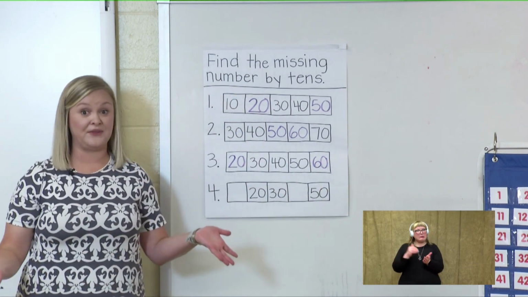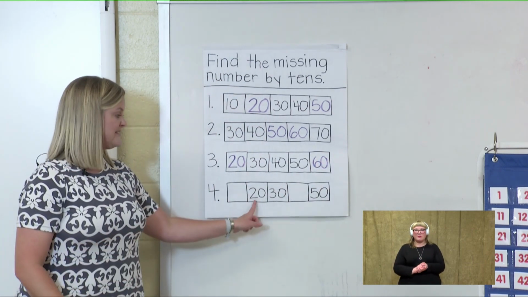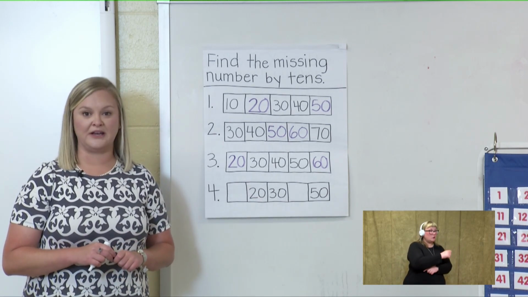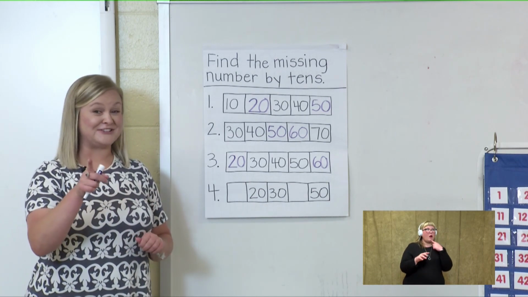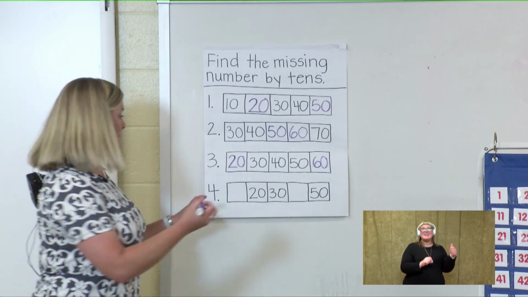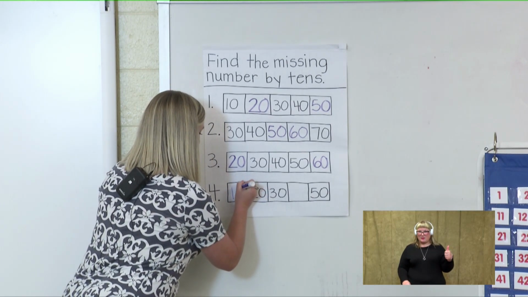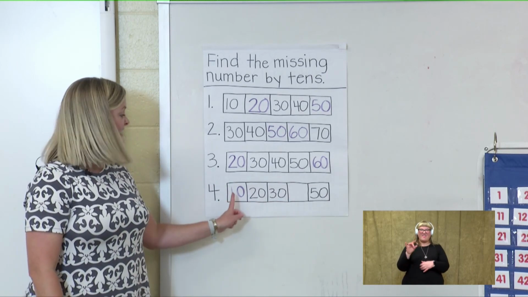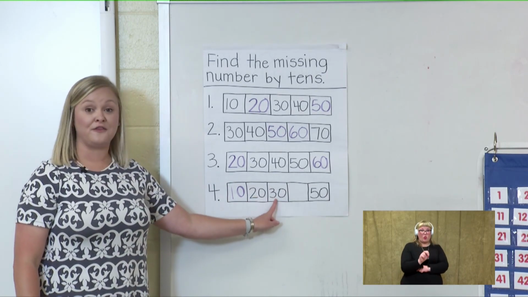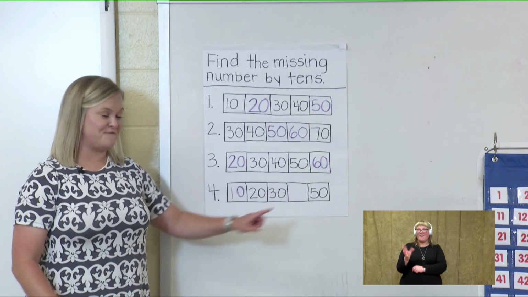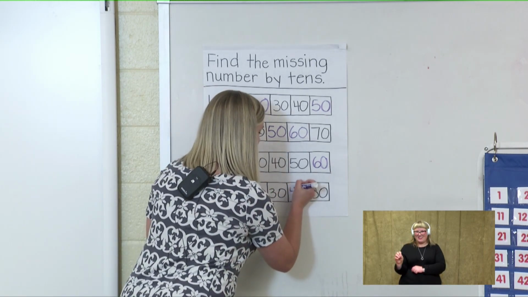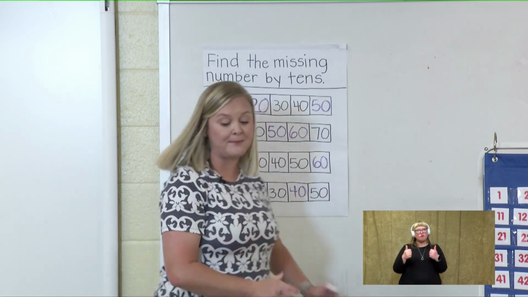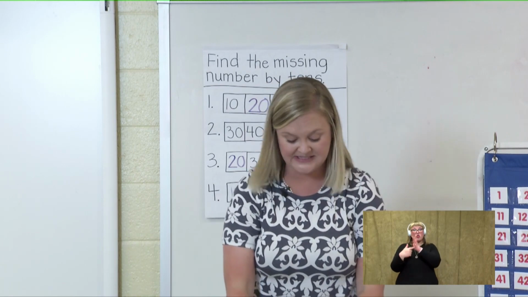Oh, here's another one that has the first one blank. Let's see what comes before 20 when we count by tens. 10, 20, 30. You said you heard it. That's right. It is the number 10. All right, so let's count and find this last number. 10, 20, 30, 40, and 50. Great job.